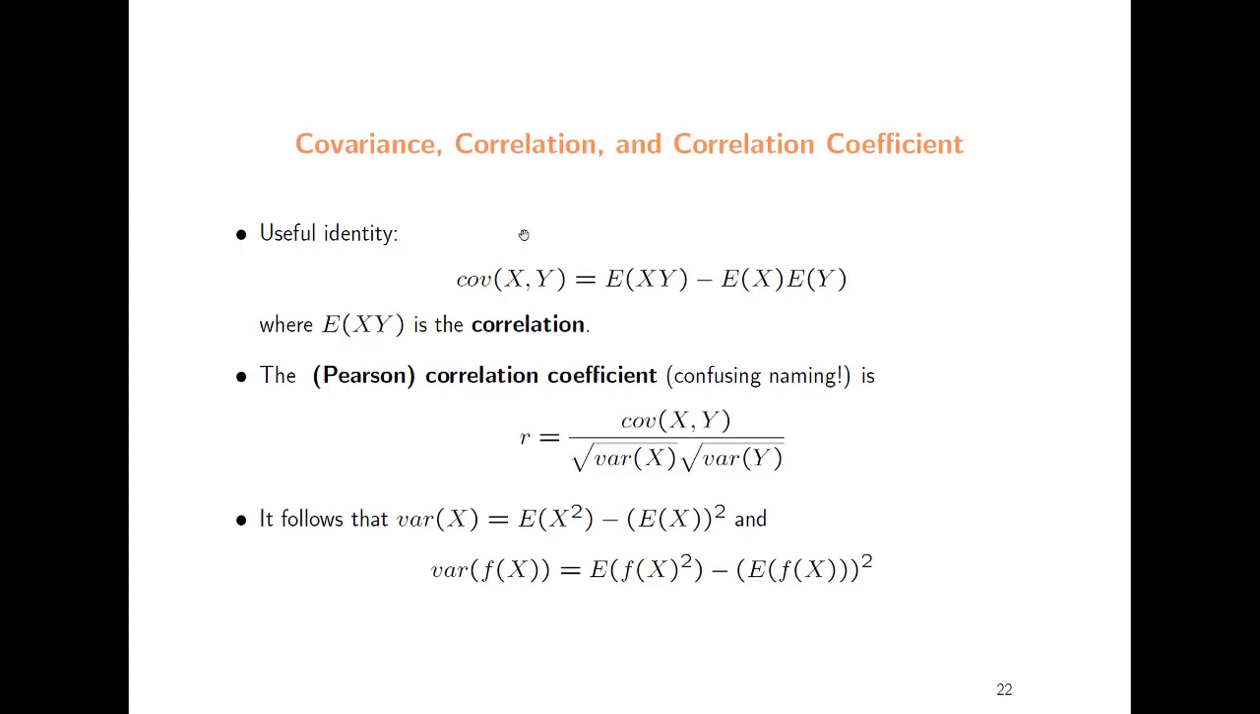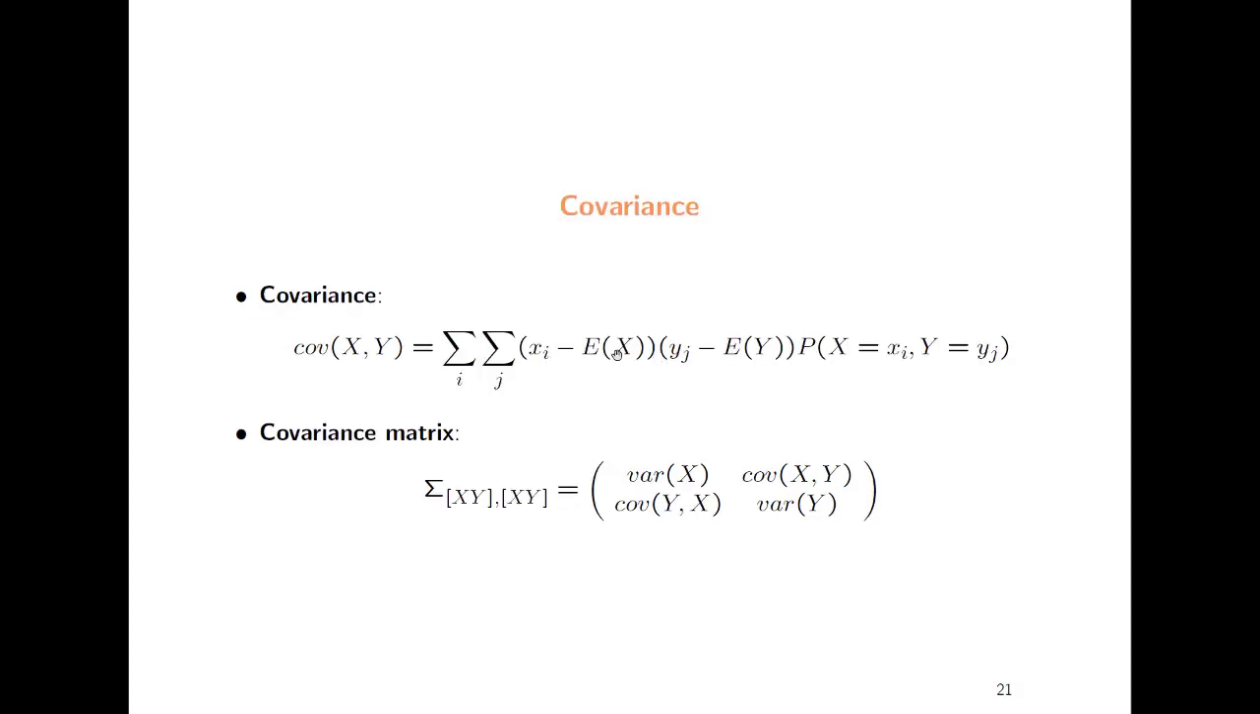Here are some useful identities. The covariance of x and y is the same as the expectation of the product x times y minus the product of E of x times E of y. And you see if x and y are independent, then the expectation of the product is also the product of the expectations. The product minus the same product gives 0. So if they're independent, the covariance is 0. And this term, E of xy, is sometimes called the correlation. In the correlation, you multiply and take the expectation, whereas in the covariance, you first subtract the mean.